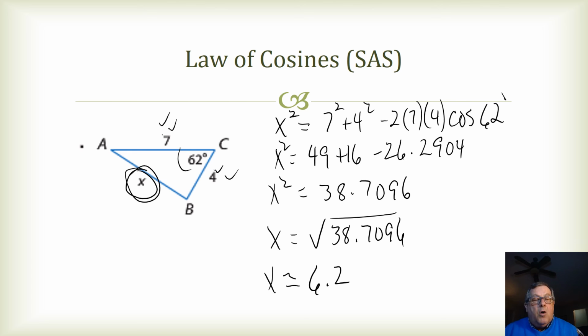Now, in a moment, we're going to do side, side, side, and that's where we're trying to find the angle measure, and we'll have to end up using the inverse cosine to finish accomplishing our task. And we're going to be persistent. We stay with it until the end.